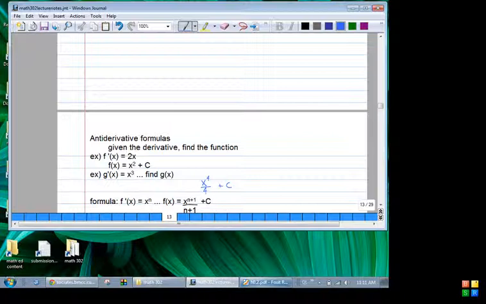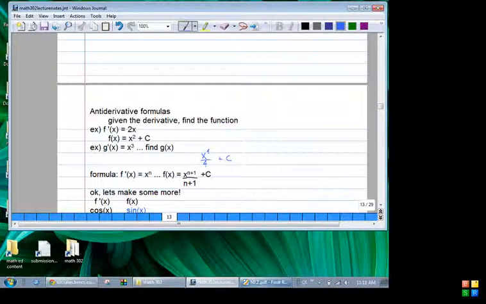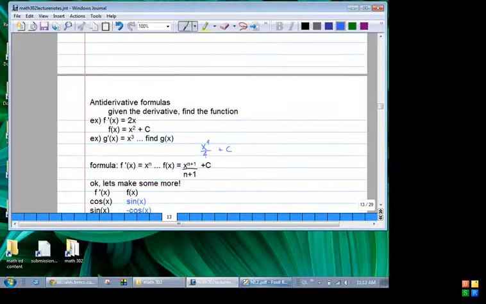Okay. Great. Antiderivative. That's fun. That's a rule. Let's make some more rules. If f prime is cosine x, what's f of x? Sine x, because the derivative of sine x is cosine x. If f prime is sine x, f of x is negative cosine x, because the derivative of negative cosine is going to be negative sine.